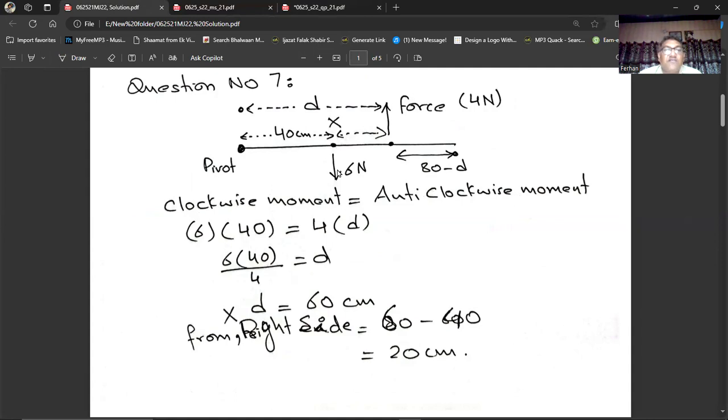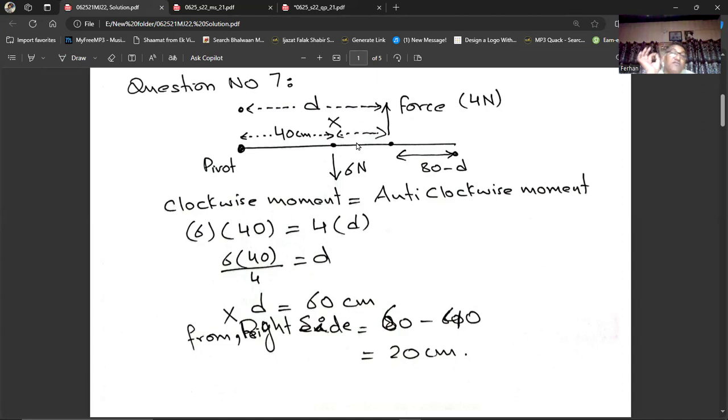The clockwise moment is due to the weight. Its moment arm is 40 centimeters. This force, which is 4 Newton, should be in the upward direction. Why? So that it can produce an anti-clockwise moment to balance that clockwise moment, and its moment arm is, suppose, D. So I want to find out this D first of all. 6 into 40 divided by 4 is equal to D. So that D value will be 60 centimeters. Sorry, 60 centimeters. This is 40 centimeters, so this distance will be 20 centimeters.